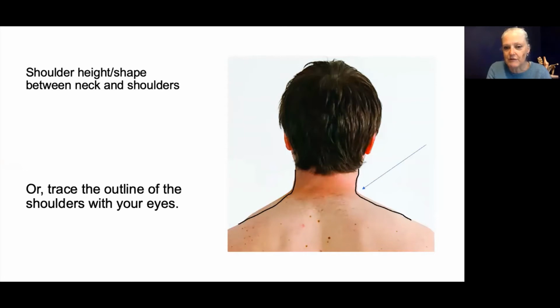Can you see the arrow that I've drawn there? That's kind of where the neck joins the shoulder. And you can see that it's slightly sharper on one side than the other. So you can maybe trace the line of your client's shoulders with your eyes if they're standing in front of you, or maybe physically trace over an image.